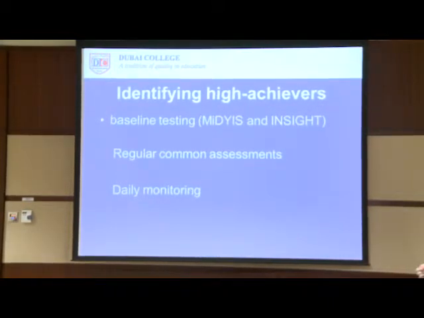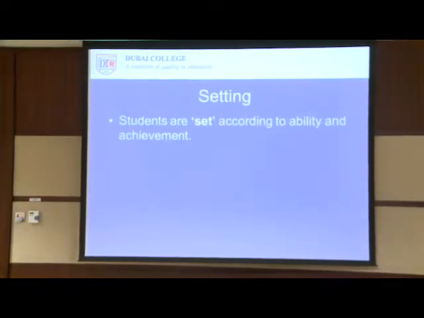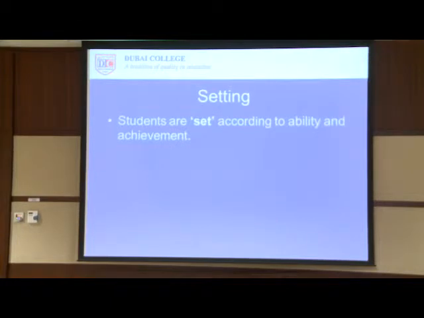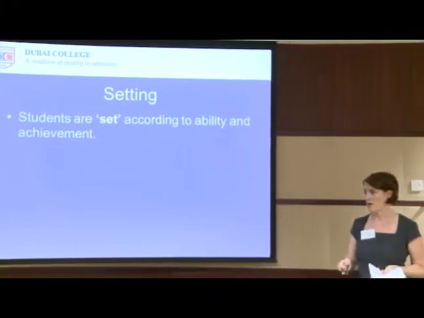The next question that you need to answer is, what do you then do once you've identified who your high achievers are? In our school, we set our students. We use the baseline tests, the common assessments, and our teacher knowledge, our professional judgment, to put our students into ability classes. We have roughly 130 students in each year group, and we set into 8 different classes. About 22, 23 students in the top groups, fewer in the bottom groups, in the groups where the students need a little bit more one-to-one help.